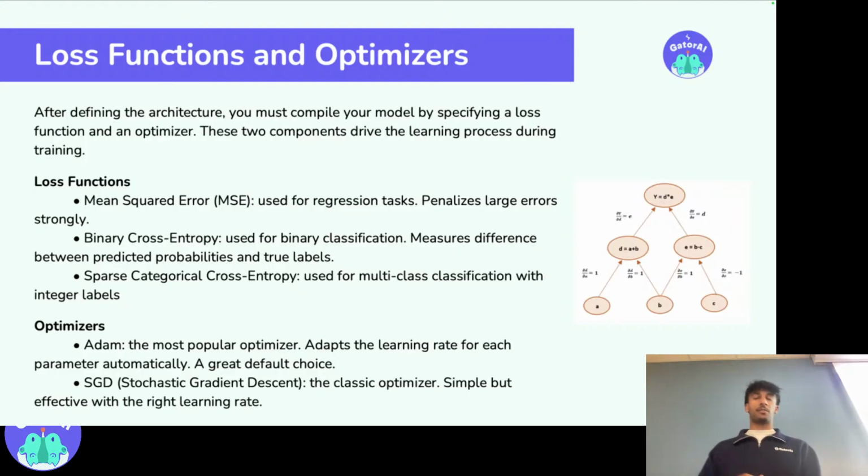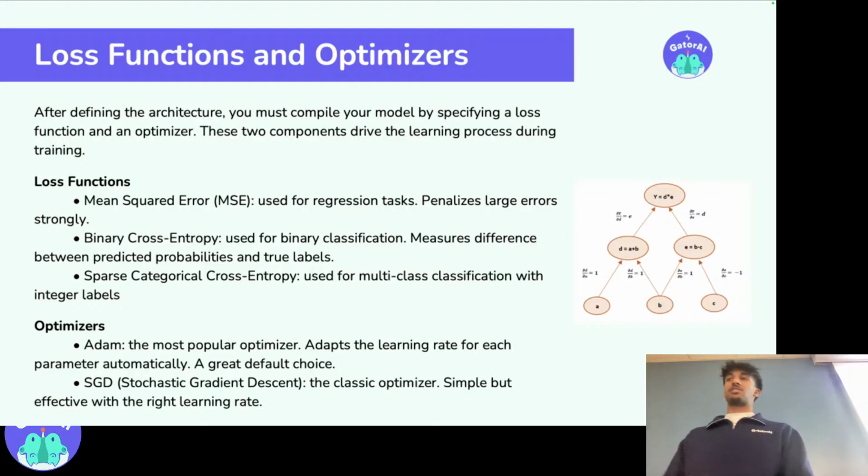So we have Adam, which stands for adaptive moment estimation. It's the go-to optimizer for almost everything. It adapts the learning rate for each parameter individually based on how the gradients behave across the training steps. In practice, it converges faster and is more reliable than the other methods. When you're not sure what to use, just use Adam.